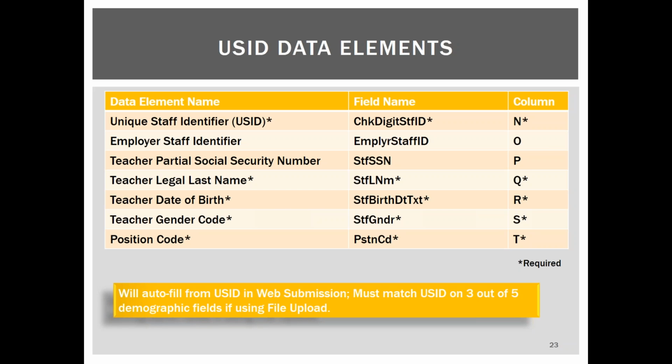And these are the USID data elements. Again, the same rule with the 3 out of 5 demographic fields needing to match. So we recommend that you put in an employer staff identifier and social security number, the last 4 digits if you have it, just to keep from errors triggering if the information doesn't match exactly on like a last name or something.